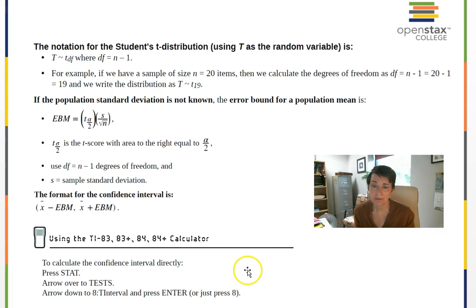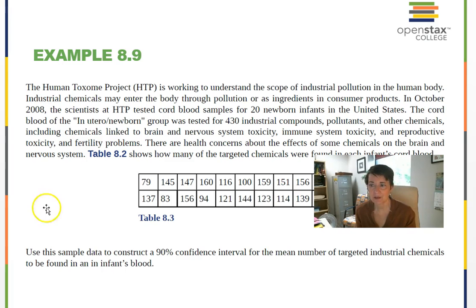So we have some information for the calculator to calculate the confidence interval directly: stats, tests, and press down to number 8. It's the T interval. If your calculator is a little bit differently configured, push 8. You can push 8 instead of going down to the interval.